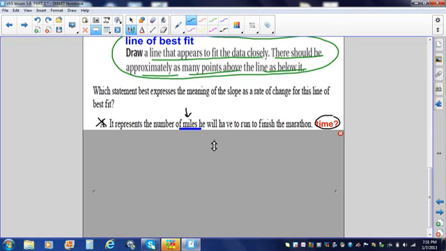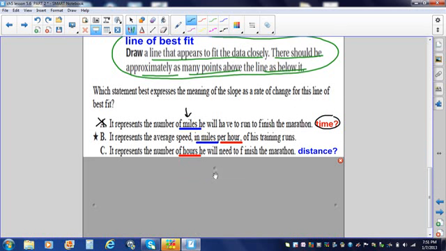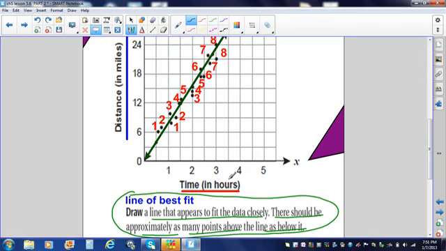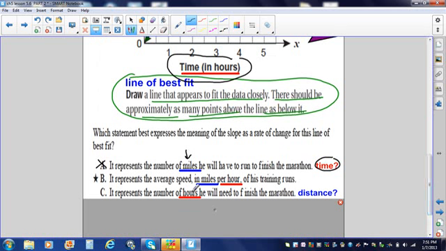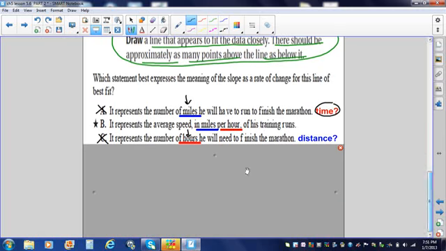Now let's see why we can get rid of choice C. Choice C. It represents the number of hours he will need to finish the marathon. Well, remember, we're talking about two things. We're talking about hours, and we're talking about distance or miles. So choice C only represents or mentions hours. It doesn't say anything about the distance or the miles. So I'm going to get rid of choice C.